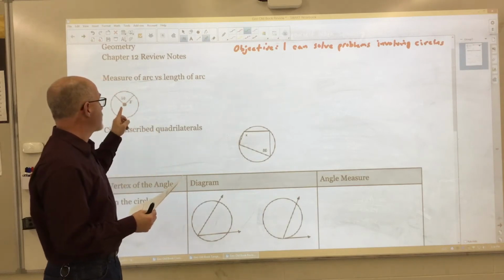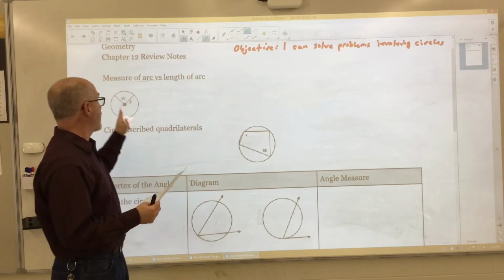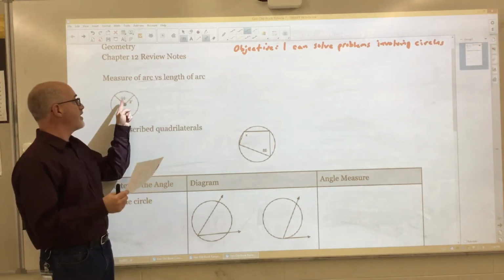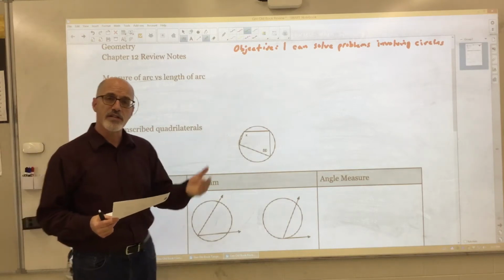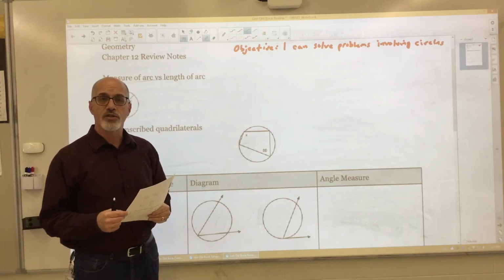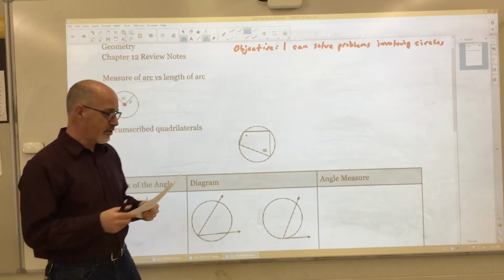What I'd like you to do is go ahead and find out, if you can, the length of this arc here. If this is a 50-degree angle and that's 3 inches, what's the length of that arc? So pause the video and try to solve that problem. Now that you've tried it, let's do it together.